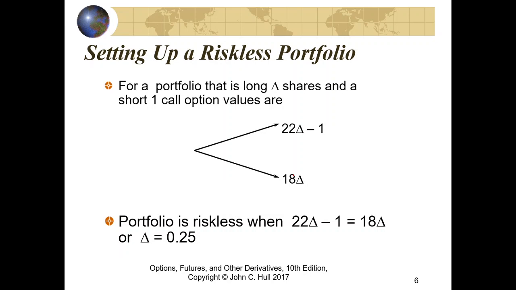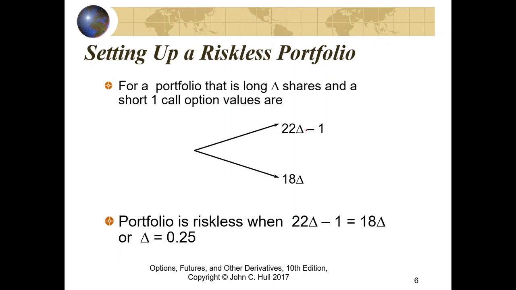If we were successful in creating a portfolio that includes a long position in delta stocks and a short position in one call option, in a way that if the price of the stock went up or the price of the stock went down, the portfolio will have the same value. So how can we do this? Let's assume that I can create this portfolio by entering into a long position in delta shares, and I will short one call option.